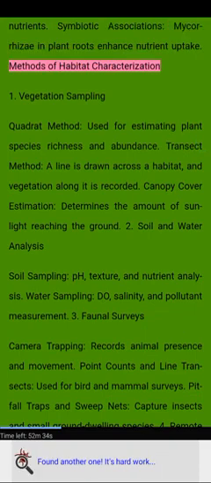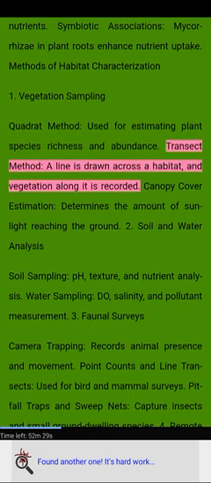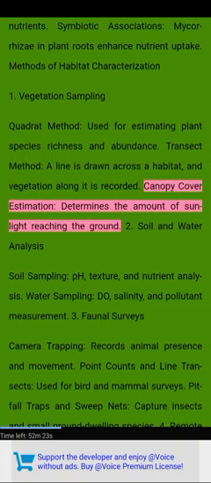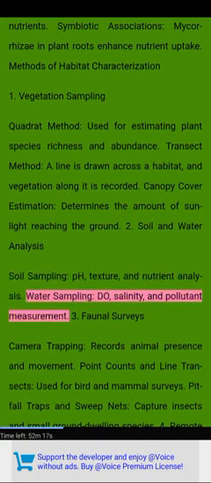Methods of habitat characterization. 1. Vegetation sampling. Quadrat method, used for estimating plant species richness and abundance. Transect method: a line is drawn across a habitat, and vegetation along it is recorded. Canopy cover estimation determines the amount of sunlight reaching the ground. 2. Soil and water analysis. Soil sampling: pH, texture, and nutrient analysis. Water sampling: DO, salinity, and pollutant measurement.